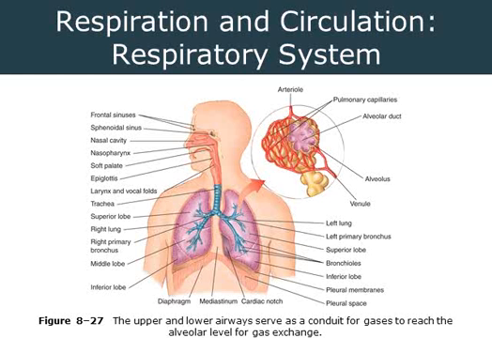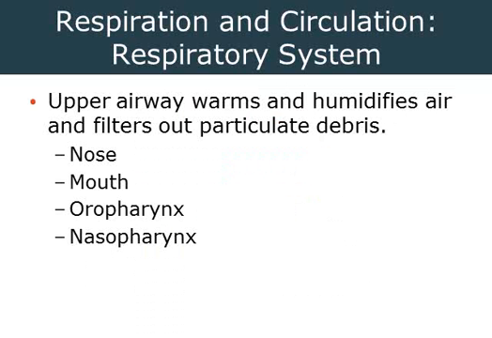Remember that the upper airway is everything from the epiglottis up. Lower airway is below the epiglottis. And the epiglottis is that flap that closes off the lower airway from the upper airway. So the upper airway primarily is responsible for warming and humidifying air. It also filters out some particulate debris. So there actually is a reason why you have those nose hairs.